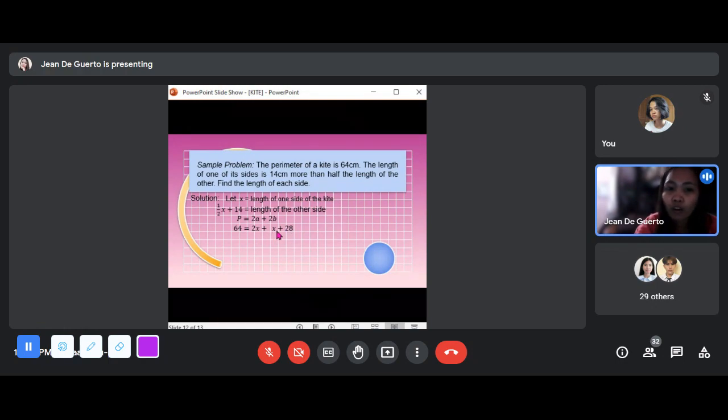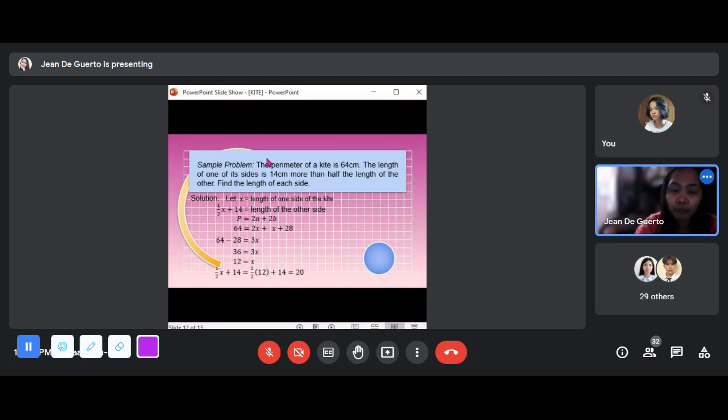Okay? Then combine similar terms. Transpose natin si 28, tapos combine natin si 2x plus x. So therefore, we have... Ayan, 36 is equal to 3x. Then divide both sides by 3. So 12 is equal to x.